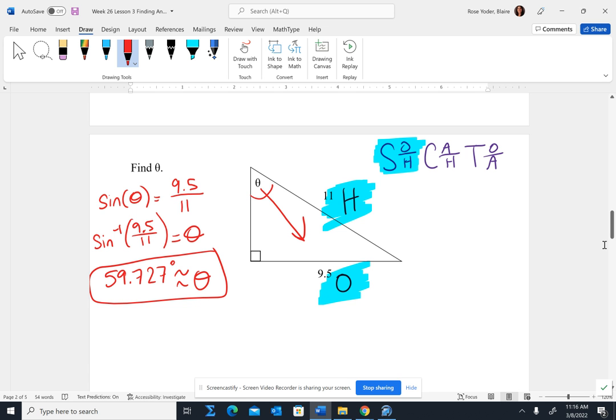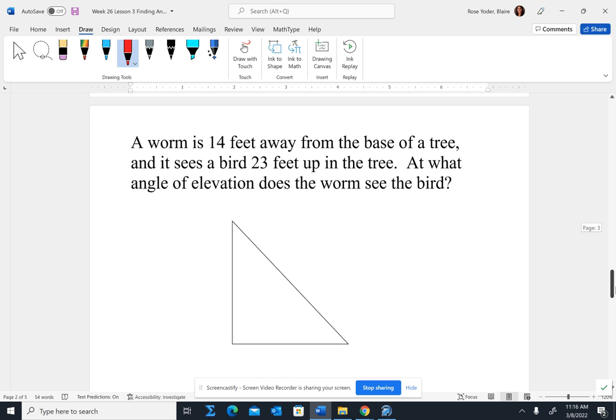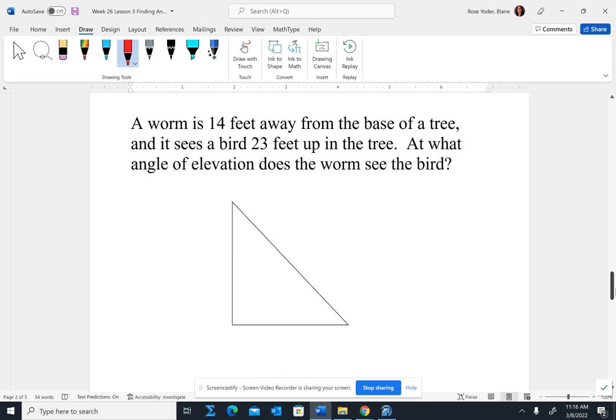Degrees is our theta. All right, let's see what we've got next. We've got a word problem, but it's still going to be the same type of problem.